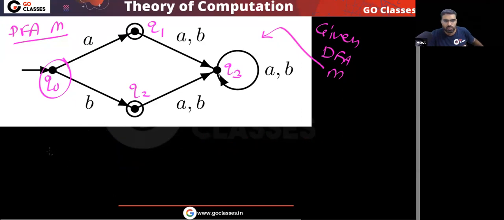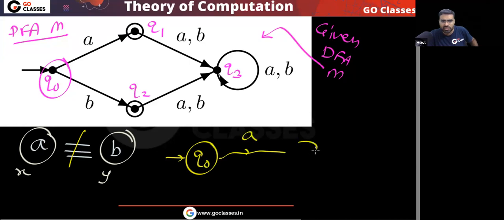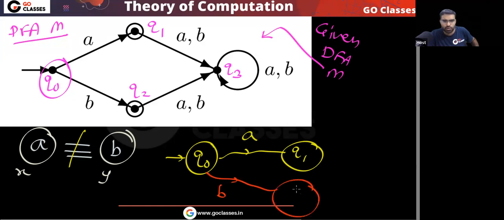Now you tell me one more thing. What about these two strings? This is your string X, this is your string Y. Are they equivalent? These two strings are not equivalent, because from the initial state, if you read this string, you will go to state Q1, and if you read the other string from the initial state, you will go to state Q2. They are different. That is the reason these two strings are not equivalent.